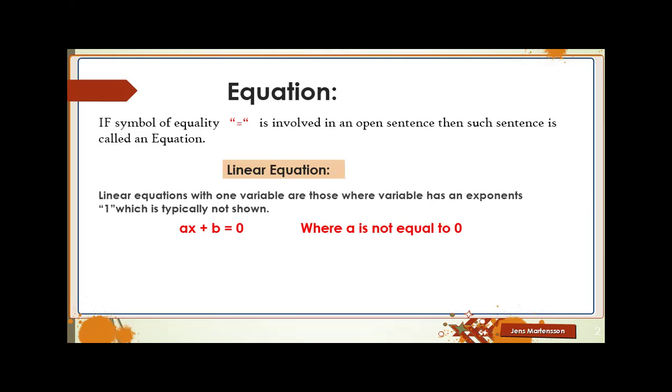Now, what about linear equation? If in the equation the exponent of the variable is equal to 1, that kind of equation is called a linear equation, right? That means here we can see that x contains the power 1. Such kind of equation is called a linear equation.